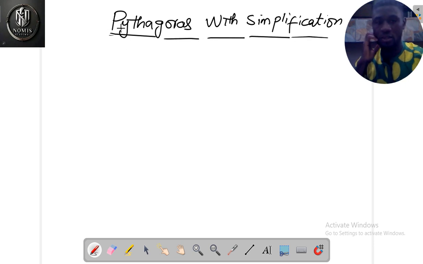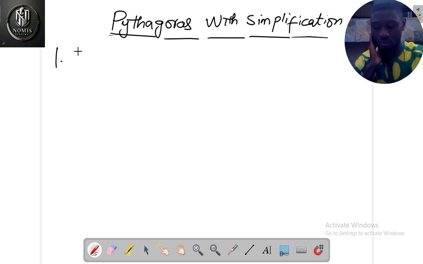Now let's take some examples to solve Pythagoras with simplification. When we talk about Pythagoras, we're talking about a right angle triangle, having one side to be the hypotenuse, the other side to be adjacent, and the last side to be opposite. So what happens to simplification with it? Let's take an example. Example number 1.